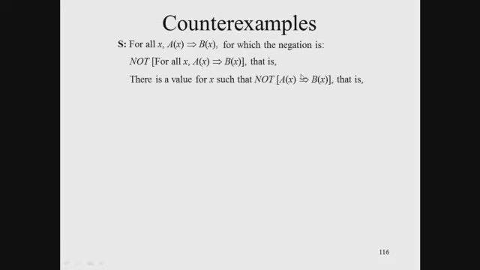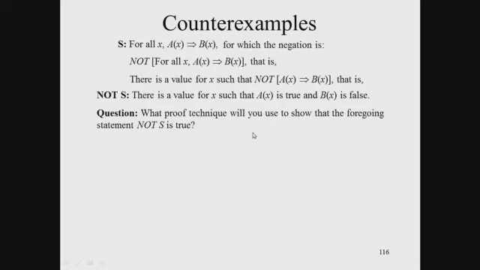And now you can incorporate the not into this statement. Not S is, there is a value of x such that A of x is true and B of x is false. So if you want to show that this statement here is not true, you have to show that there is a value of x for which A of x is true and B of x is false. What proof technique would you use to show that this is true?